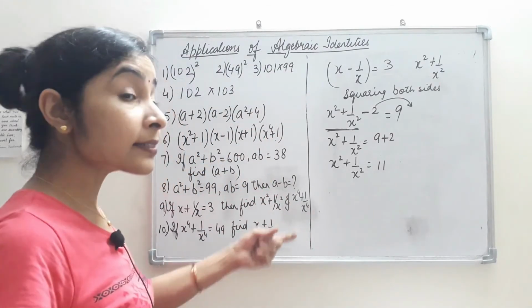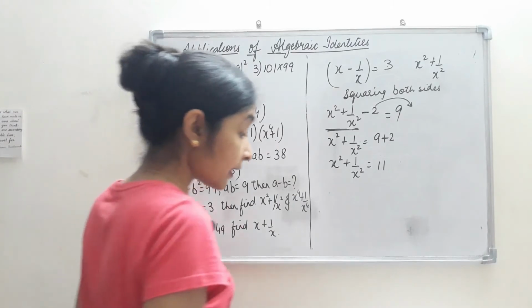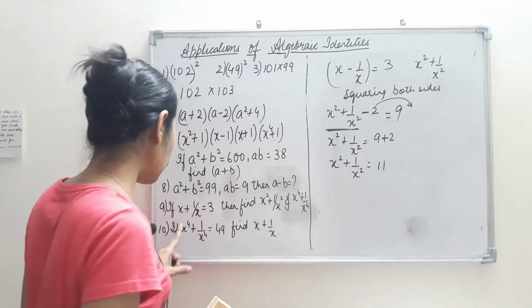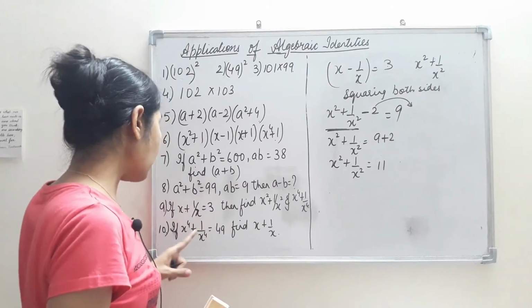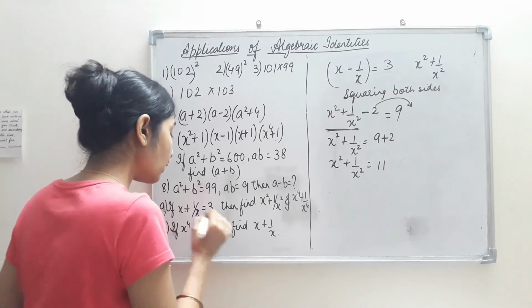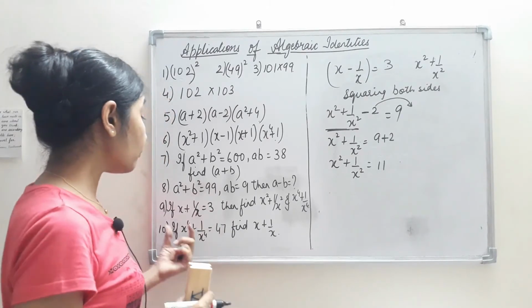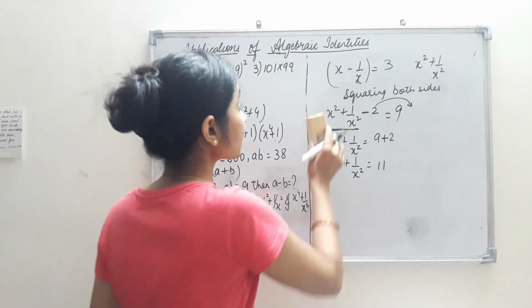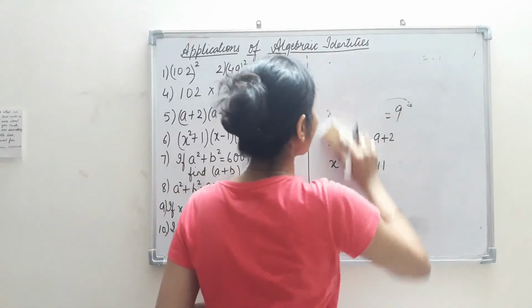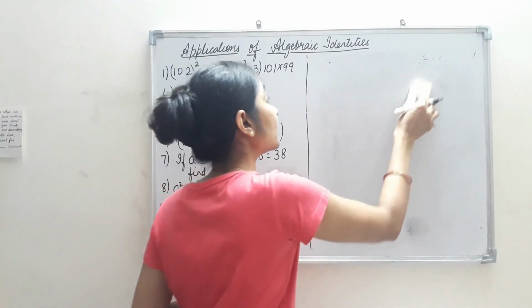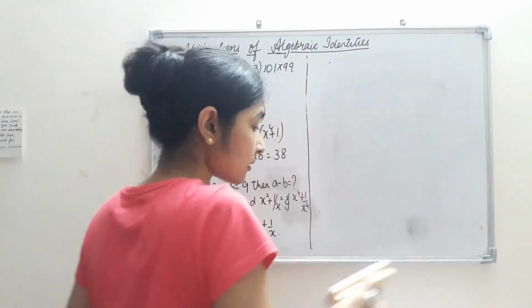If we are asked the reciprocal of this, that means if we are given that x raised to the power 4 plus 1 upon x raised to the power 4 is equal to, sorry I wrote here 49, is equal to 47, then what will be the value of x plus 1 upon x? Then how will we do it? It is the same question but the reciprocal of it, that means we are going just downwards.